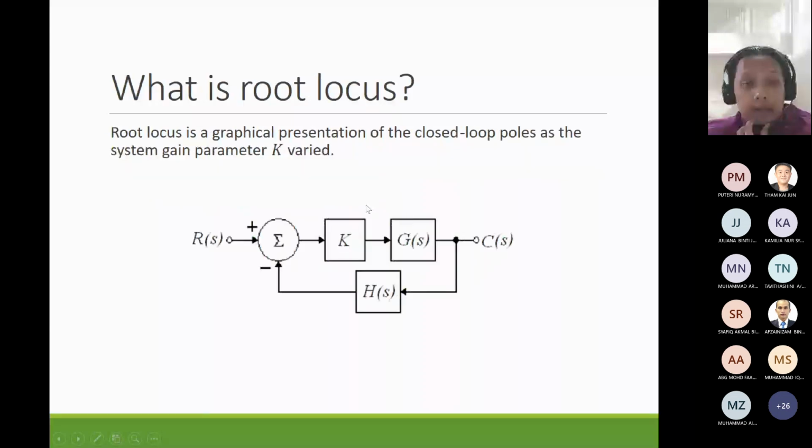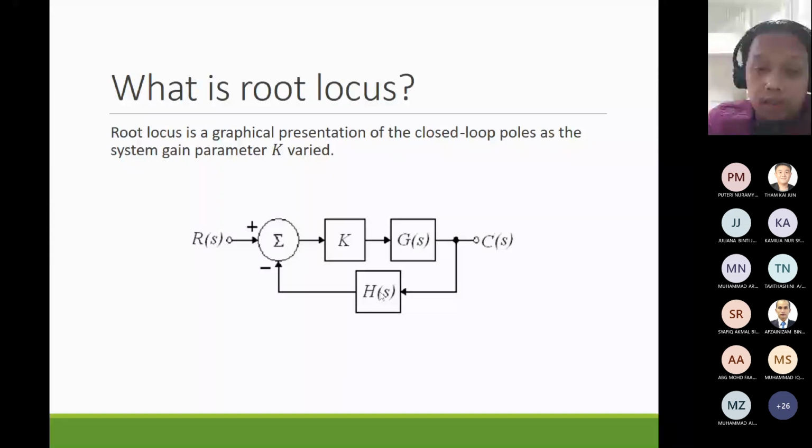Okay, so what is root locus? Root locus is a graphical representation of the closed loop poles as the system gain parameter k is varied. Let's say you are given this kind of system, a closed loop system. You have a forward transfer function G(s) and a gain k. You have a gain k here, and then you have a feedback with transfer function H(s). So maybe you can try to obtain the closed loop transfer function.